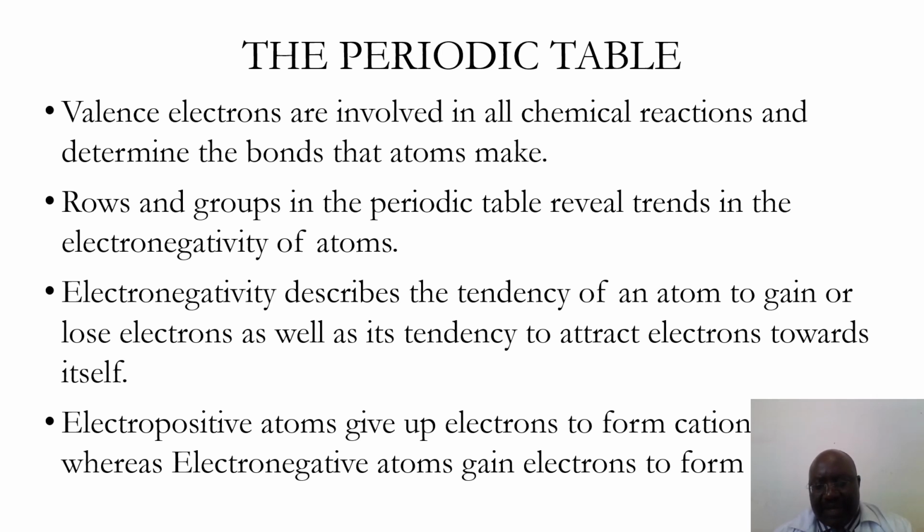The tendency for an atom to gain or lose electrons will mainly come from the number of electrons in the outermost orbital. The rule is very simple. Those that have very few electrons in the outermost orbital have a tendency to lose or give away electrons, whereas those that have a big number of electrons in the outermost orbital normally tend to gain or take up or attract electrons towards themselves. That's what we refer to as electronegativity. Electropositive atoms give up electrons to form cations, whereas electronegative atoms gain electrons to form anions.